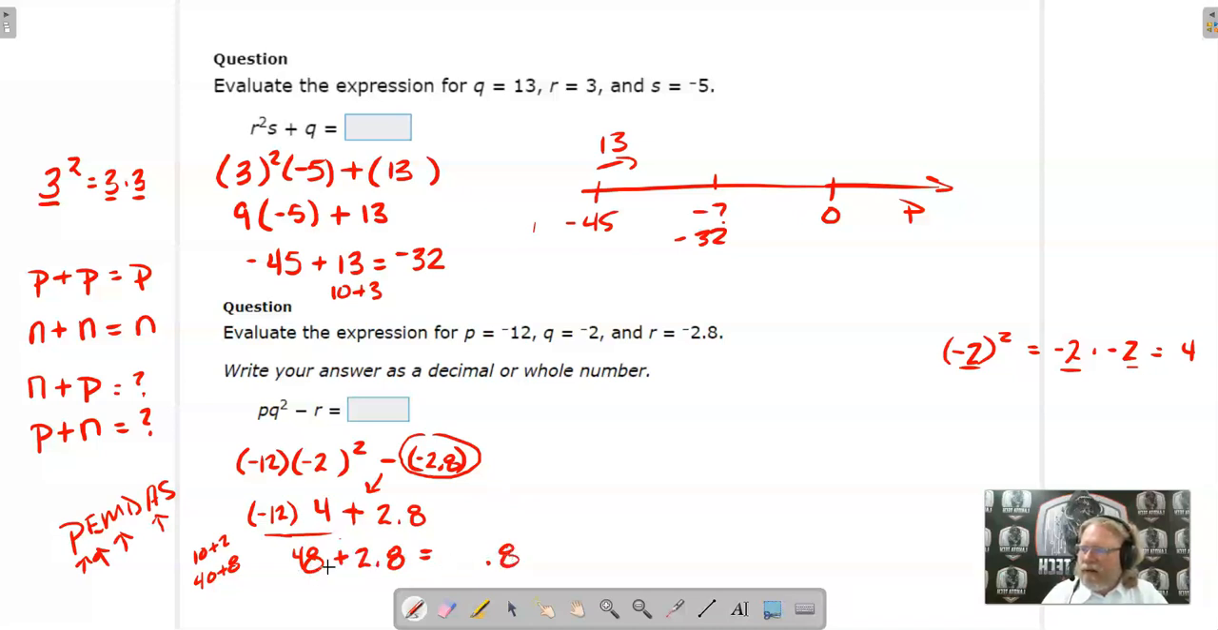Because there's nothing after the decimal over here with the 48, no decimal there. So I'm going to have the 0.8. Now 48 plus 2, well, that's easy enough. That's 50. So my solution is going to be 50.8.